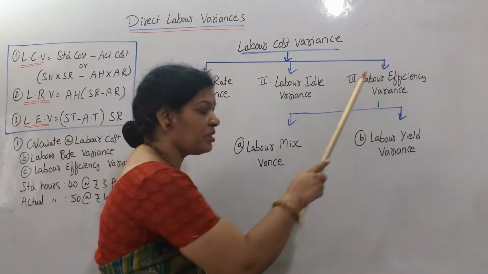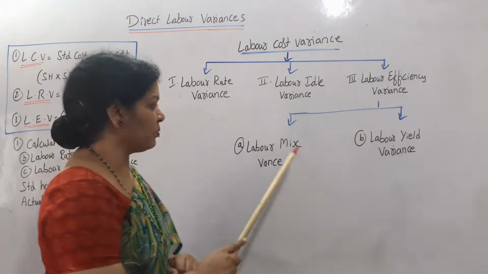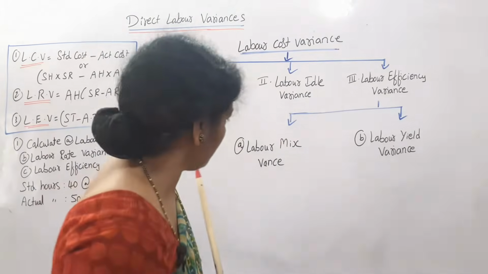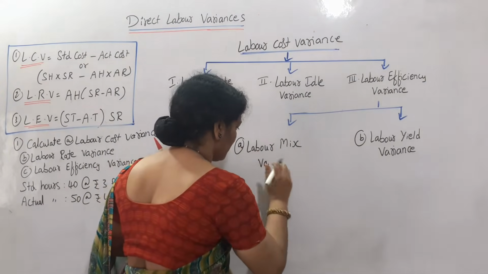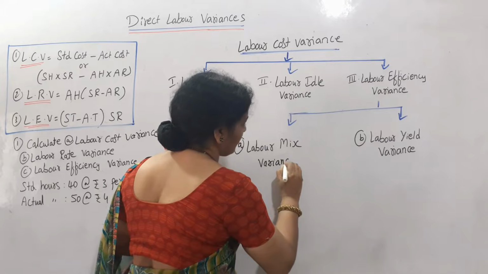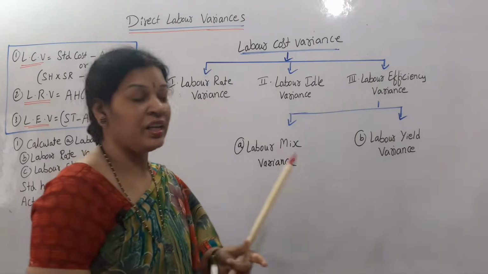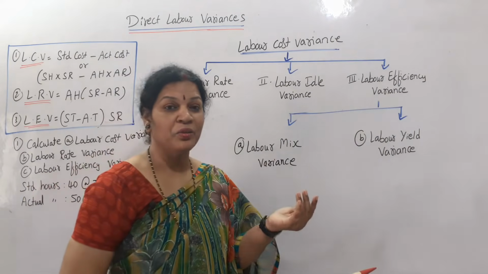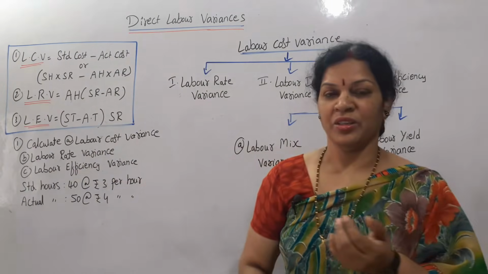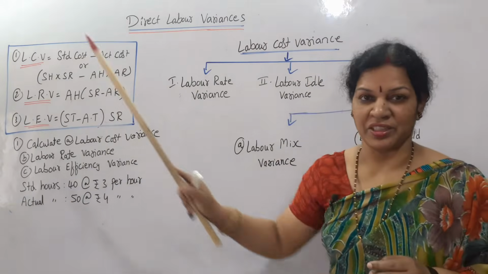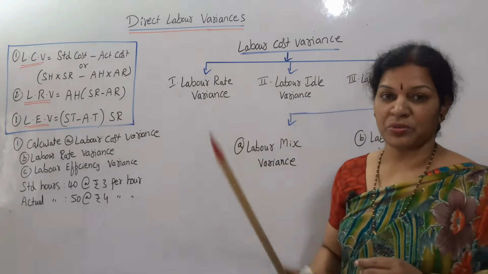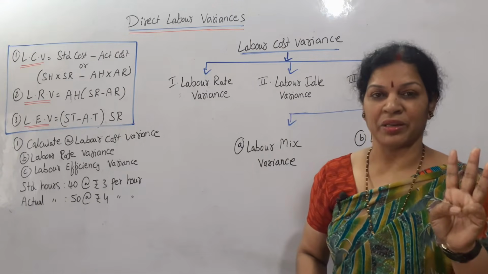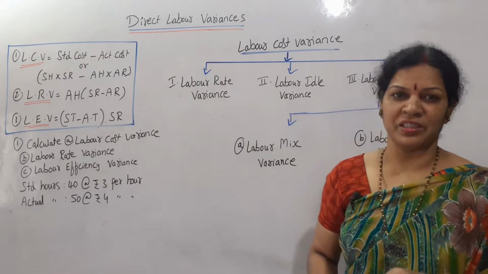Now this efficiency variance can be divided into two parts: labor mix variance and labor yield variance. This chart you have to remember. After that, you need to remember the formulas also. So the first one is labor cost variance. Today we'll see only three formulas, three variances of labor, and other variances we'll see in the next class.